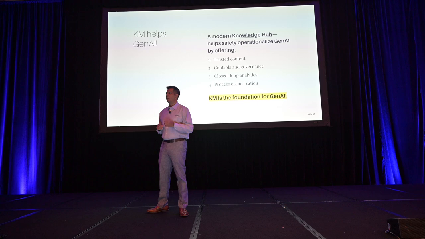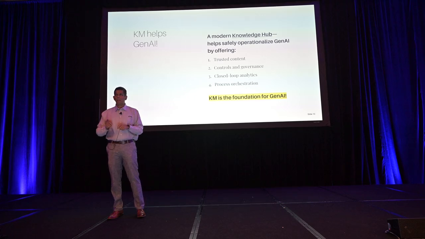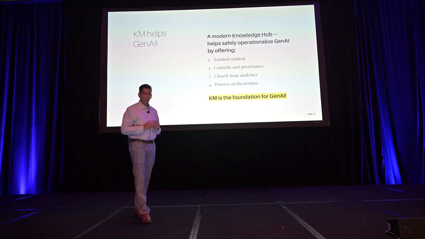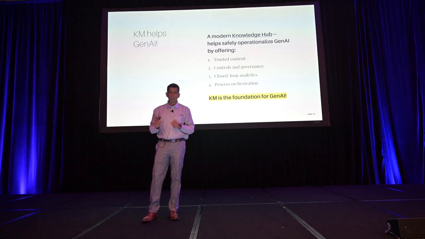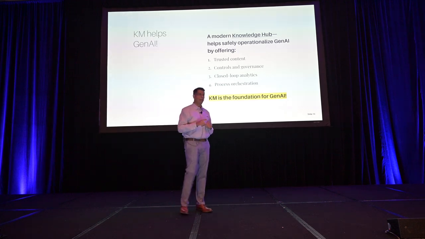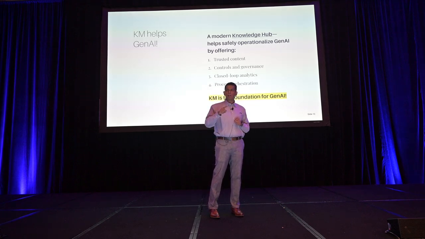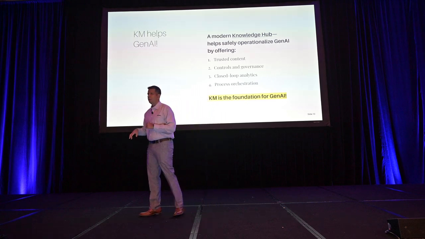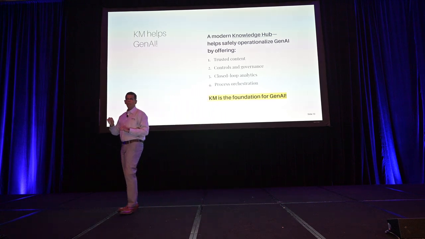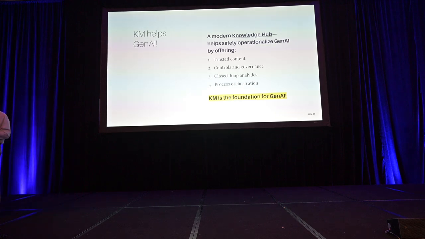So you need to have trusted content, you need to have those controls and governance in place that allow you to ensure that Gen AI is being used in the right way and that the content being used for generative AI is indeed trusted. You need to have closed-loop analytics to measure how well the system is functioning, because if you're not measuring it, you don't know where things are going wrong and you can't improve. And you need the ability to orchestrate all these elements in a very configurable fashion. So that's the place where you need a modern knowledge hub.